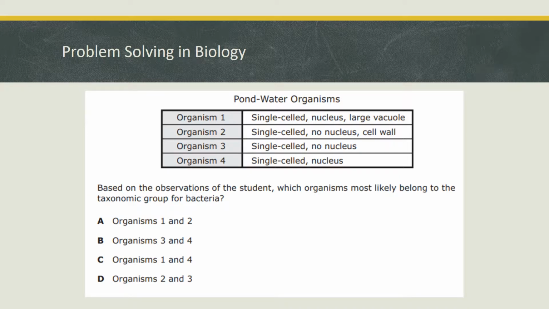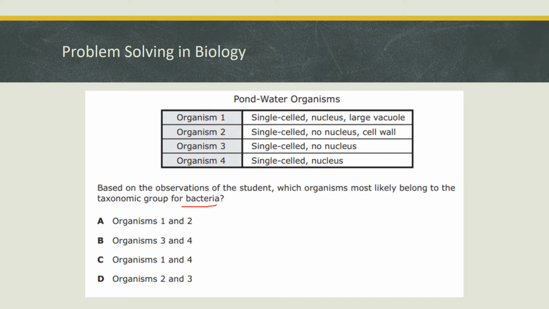Here's an example of using the problem-solving method in biology. Step 1 is to identify or understand the problem. I have a data table about pond water organisms with characteristics. Based on the observations, which organisms most likely belong to the taxonomic group for bacteria? I've identified my problem as what are bacteria? That's basically the question they're asking me.